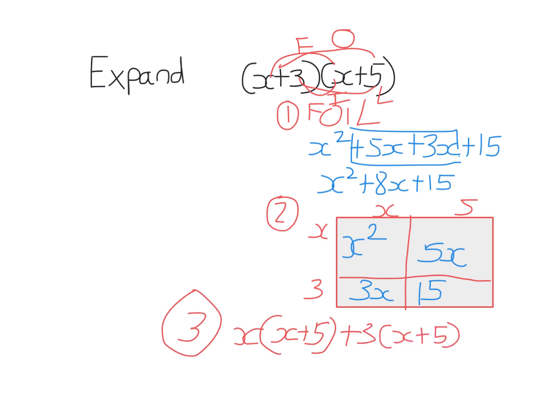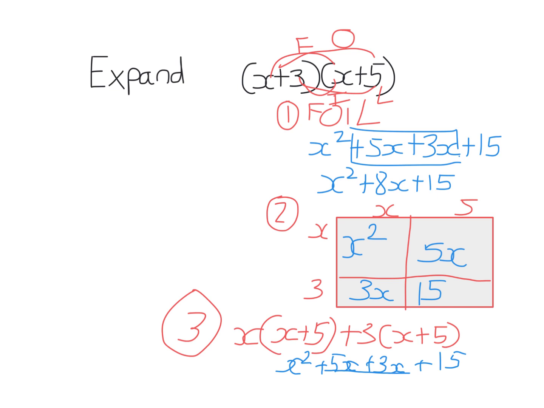So expanding the first bracket, x times x is x squared, x times 5 is 5x. Now we'll expand the second bracket, so plus 3 times x gives us positive 3x, and then 3 times 5 is 15. Once again, we have two like terms. We need to simplify them. We get x squared plus 8x plus 15.